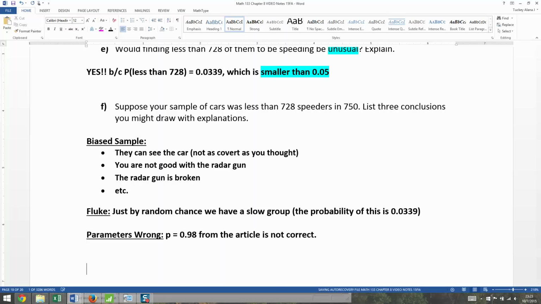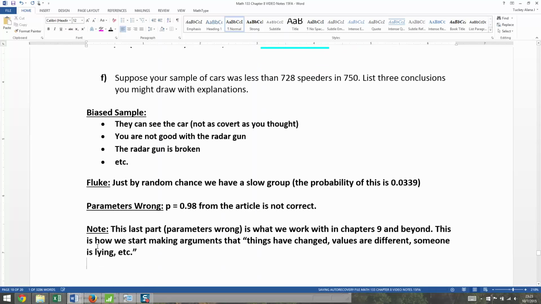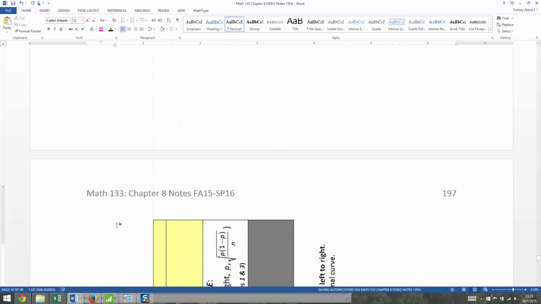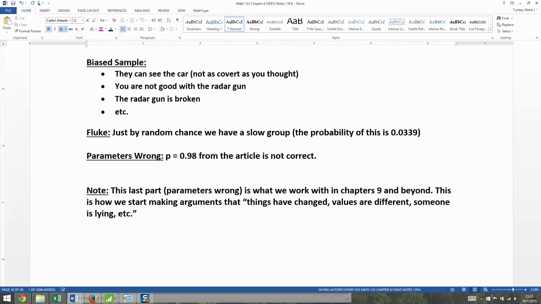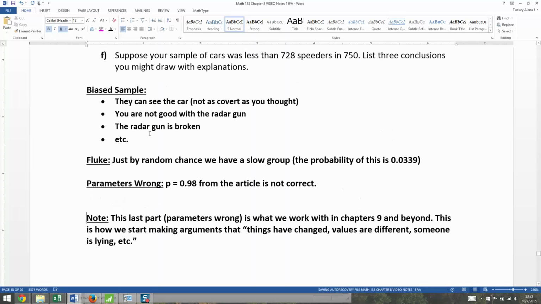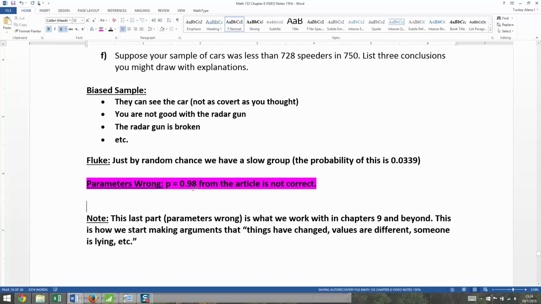And that last bit right there is what we're going to be working on in the next chapters. So this is how you start, quote, proving people are lying, end quote. We never really prove it, but we start making arguments that support or contradict people's beliefs and suppositions. So we'll make hypotheses and say, okay, I think it's 98%, and then we'll go test it. And if we don't get 98% of the people speeding, that's kind of a sign that something else is going on here. And so that's what we're going to be working on from chapter 9 and beyond, that the 0.98 we assumed was not actually correct in the first place.